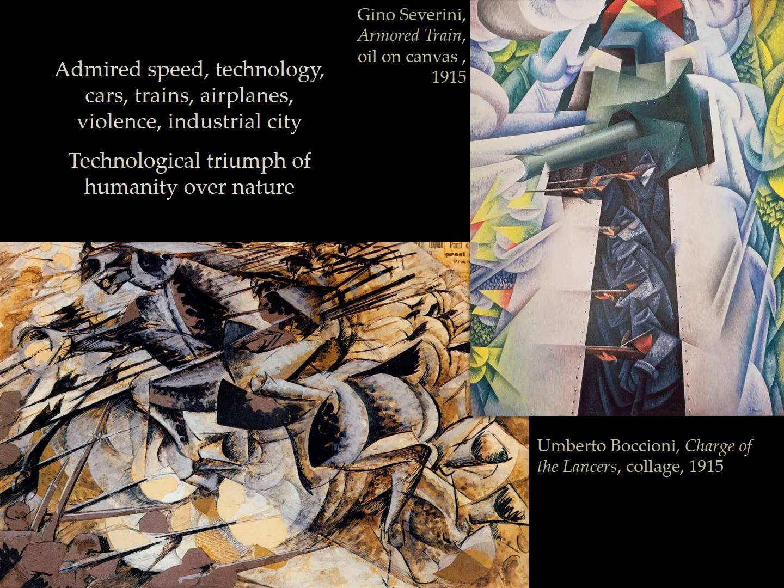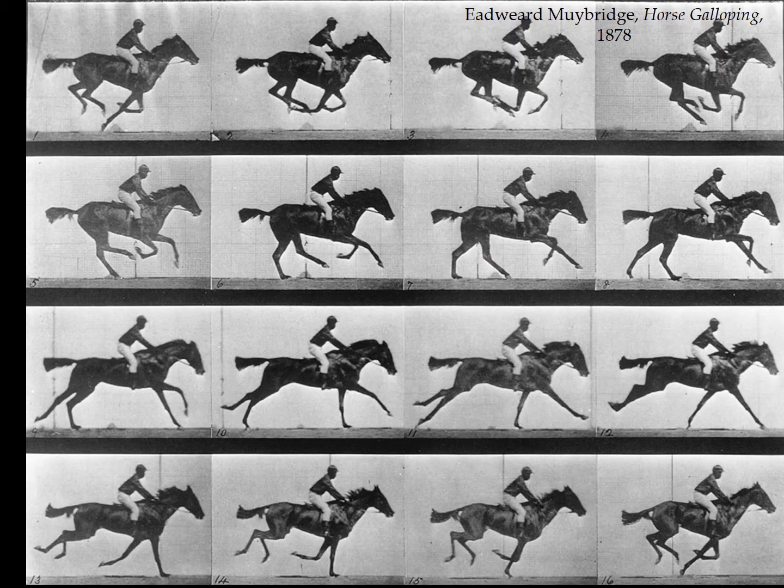We are moving faster. We can kill people more easily from a greater distance. We can once again cross vast distances very rapidly. So they love race cars and aeroplanes. Now, this is nothing new.